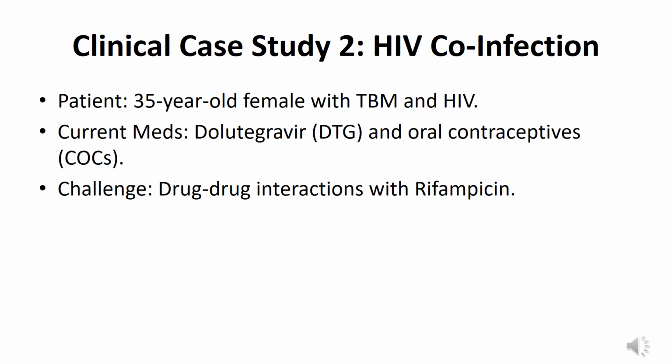Dolutegravir is one of the medications affected by rifampicin. When these drugs are used together, clinicians often need to adjust the antiretroviral regimen or modify the dosing strategy to maintain adequate drug levels. The interaction does not stop there.